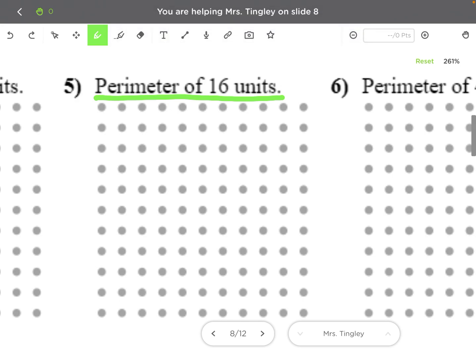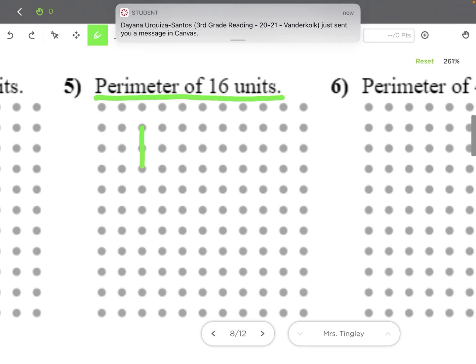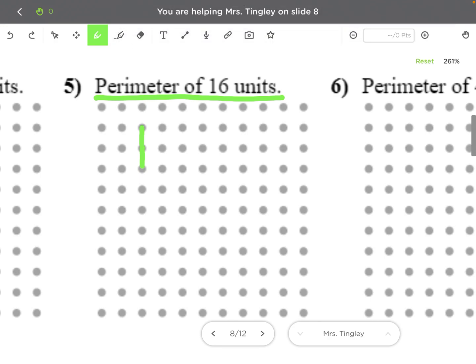Now there are actually two ways we could draw one with 16 units. You may have a shape that has 2 down, so that's 2. Let's see, 6 across. Two more up. And 1, 2, 3, 4, 5, 6.